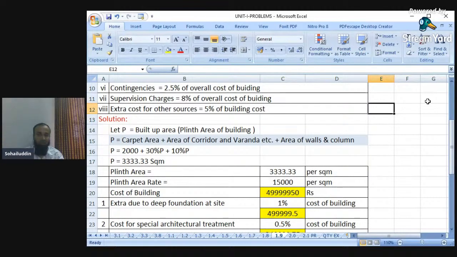Again the rate is also given. What is the rate? The rate is nothing but 15,000 per square meter. In the same way, the cost of building is nothing but this. So this is the cost of building.